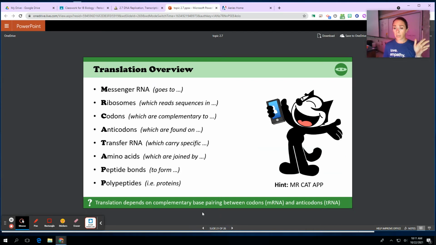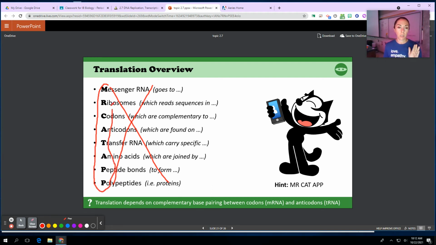So for notes today, just go ahead and write down in your margins, right? So write down Mr. Cat app, but don't fill it in right now, right? So don't fill in this right here. Don't fill this in. You should block it, right? Just write this down in your margins. So Mr. Cat app, because this is kind of a cool way to remember the order, but also the story. So it's not just a mnemonic device. It's like a story about how the messenger RNA gets to the protein.